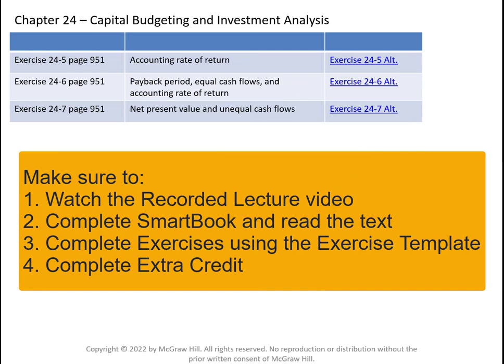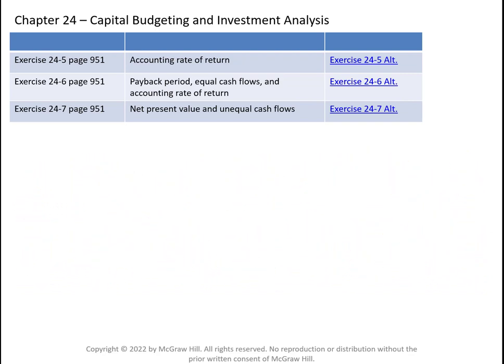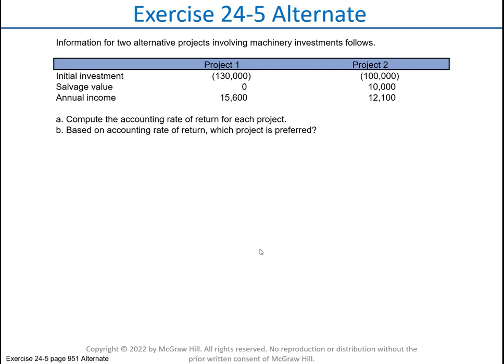This video is on the alternate exercises for Chapter 24, which is on capital budgeting and investment analysis. The first one I'm reviewing is exercise 24.5, and we will compute the accounting rate of return and decide which of these two projects is the better investment.